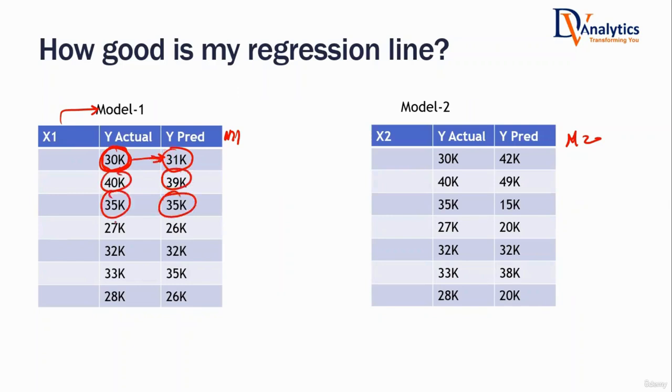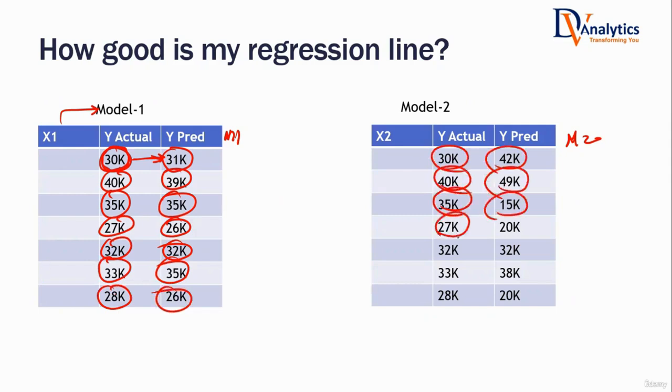There is no error here. There is some error here. At every point, there is some error that model M1 is making. At every point, there is some error that M2 is making. But overall, which one is making lesser error? Overall, if you see, M1.